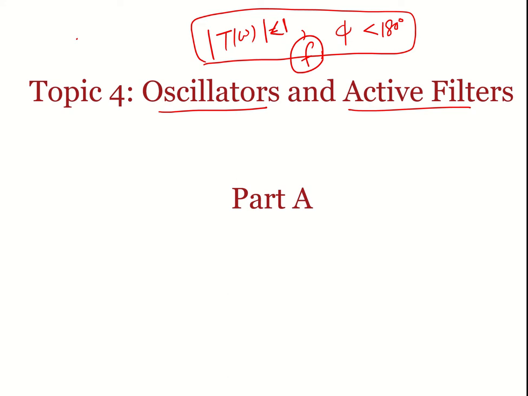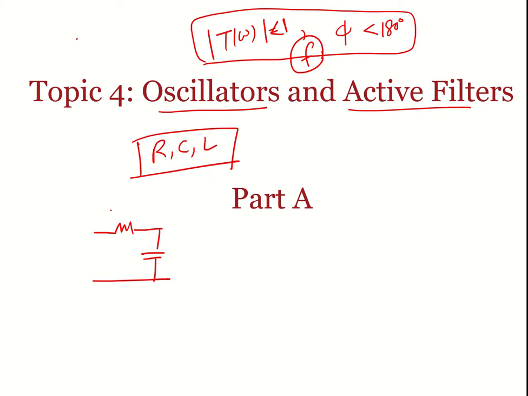You know very well that we can make passive filters. In chapter 2 you have learned that if you have just one resistor and one capacitor, these are the passive lumped components, R, C and L. By using them we can make different kinds of filters: low pass, high pass, band pass, band stop.